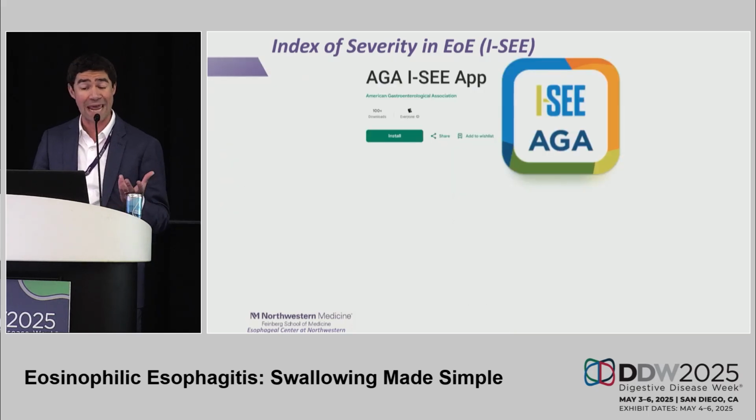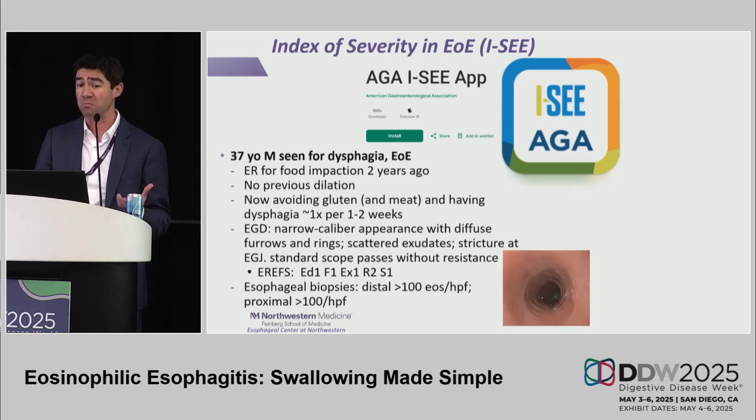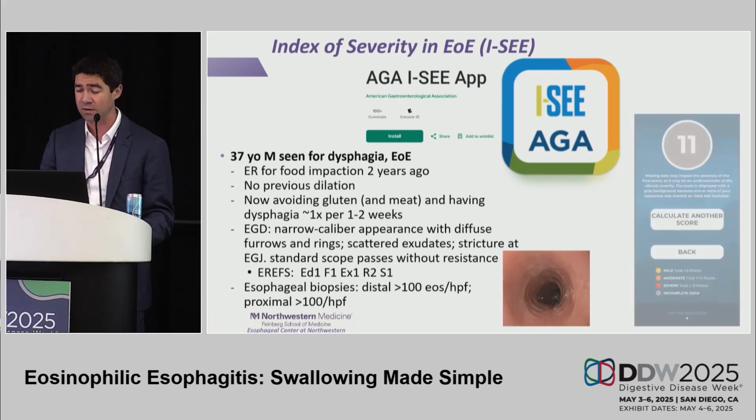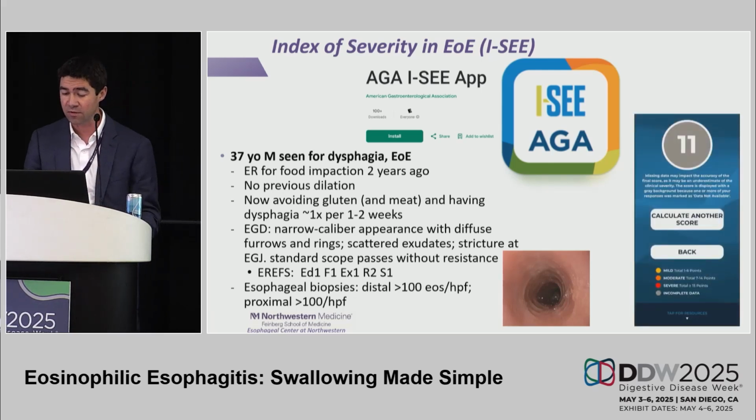So as I mentioned, there was that app. Here's what it looks like. And you could take an example from this patient here. 37-year-old, was in the ER for a food impaction a couple of years ago, wasn't dilated, now avoids gluten and is actually doing okay, dysphagia a couple times a week. Gets an EGD, narrow caliber esophagus. EREF score is displayed here as well. And on biopsies has over 100 EOs per high power field. You can plug all this in. It spits out a score. This patient has a score of 11, that is moderate disease.